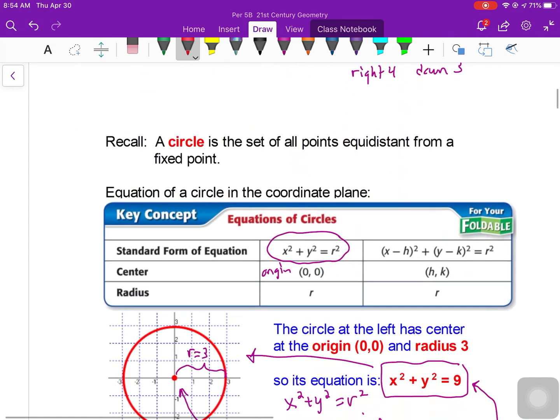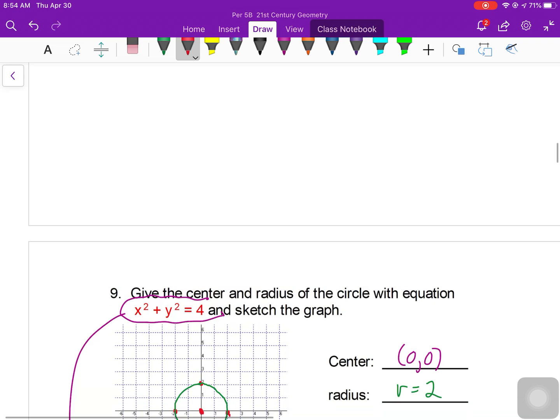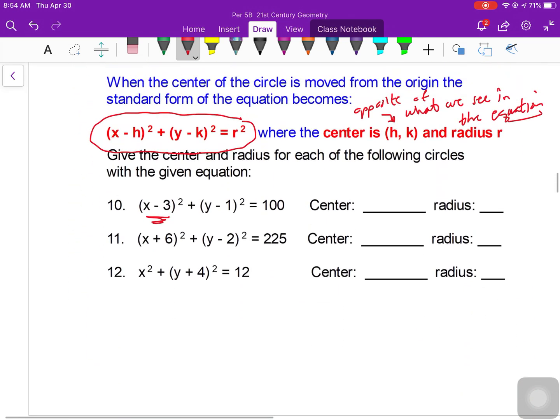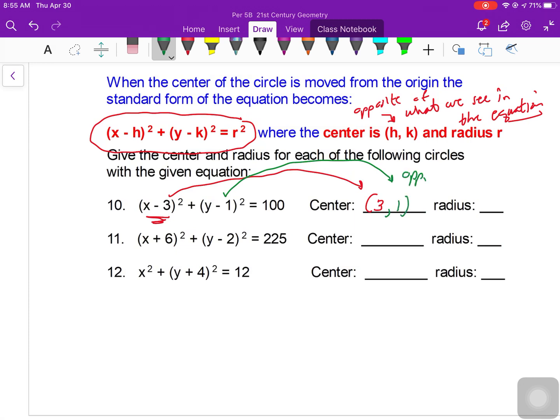So for example, on number 10, we see an x minus 3. So that means for our center, we're going to use a positive 3. And similarly, for our y, we see a y minus 1. So for our center, we use positive 1. It's the opposite of the equation. Now for the radius, we have r squared must be equal to 100. So when we take the square root, we get 10.